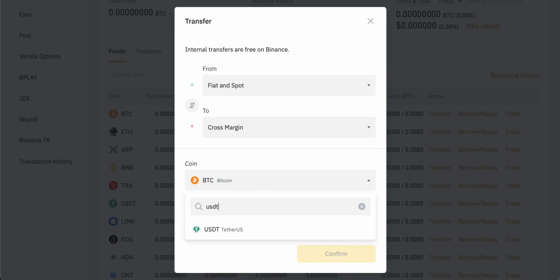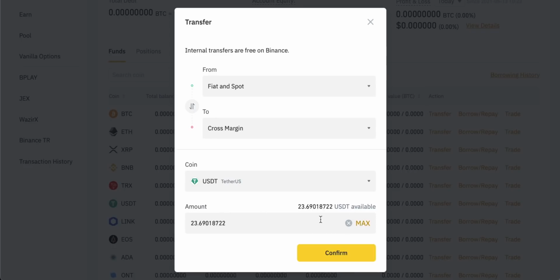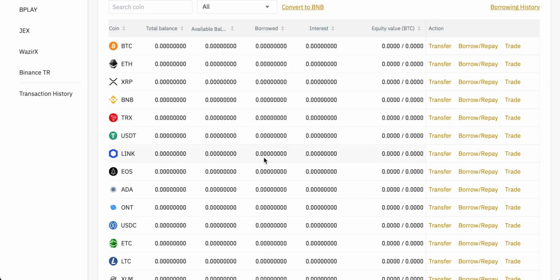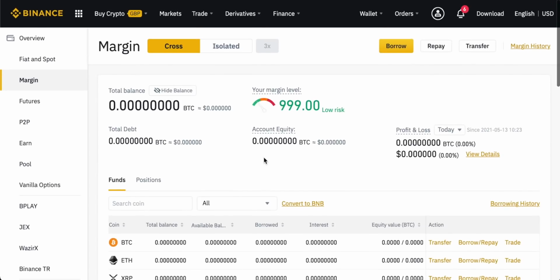So I'm just going to put USDT, so I can click this. You can see I've got some USDT in my fiat and spot account. I can go to max and then actually confirm that and send it right over into my margin account. I'm not going to do that for now because, like I said, as soon as you put some assets in your margin account, you'll actually be charged interest if you go ahead and borrow against them. That's an overview of how to get assets in your margin account and what margin trading is.